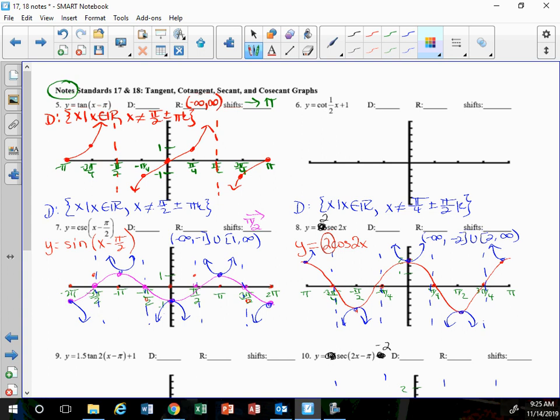All right, let's look at 6. What's happening in 6? What does the plus 1 do? Up 1, okay. Then we have this 1/2 in front of the x. What does that change? Yeah, the period. So remember, the period for tangent and cotangent is pi over b. So in this case, it's pi over 1/2. So what does that actually make it? 2 pi. Could you label the x-axis if you know the last one is 2 pi? I think you probably can.